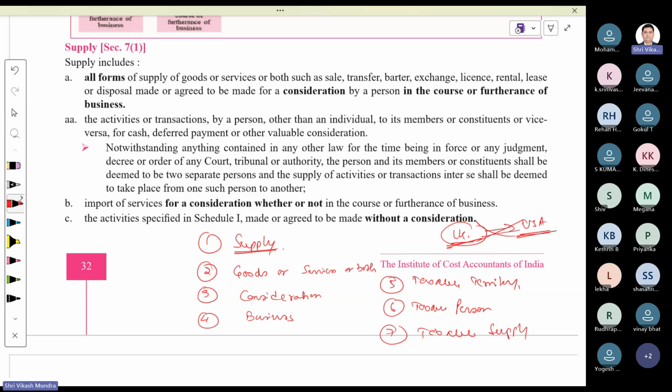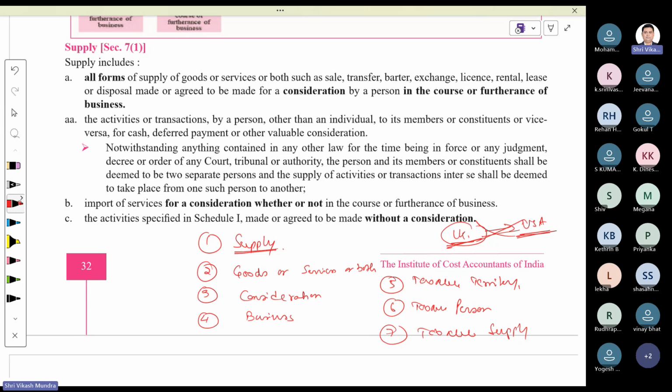This type of transaction will attract GST. What are the seven elements we are required to fulfill before attracting GST? Number one, there should be supply. Supply of what? Supply of goods or services or both. That supply should be for consideration. That supply should be in the course of furtherance of business. Supply should be made in the taxable territory, should be made by a taxable person, and it should be a taxable supply. Then only the trigger that the GST is applicable.